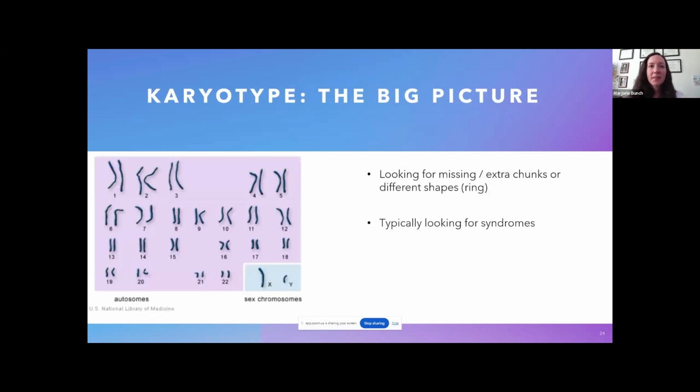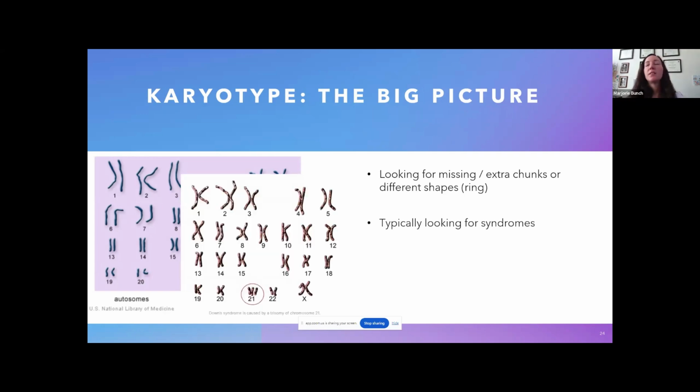The karyotype is that big picture, looking for missing or extra chunks in the shapes of the chromosomes. So maybe a chromosome's missing, maybe a chromosome's extra, or maybe it's shaped in a ring. So often these are syndromes, meaning a collection of symptoms. And one very common syndrome that most of us know is Down syndrome, also known as trisomy 21. And the tri comes from 3. So you see in 21, meaning it's 3 copies of chromosome 21 instead of 2 copies.